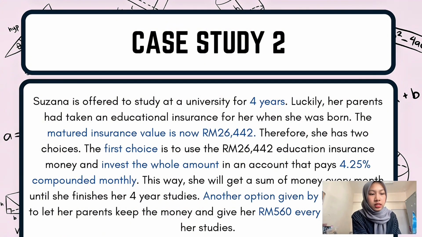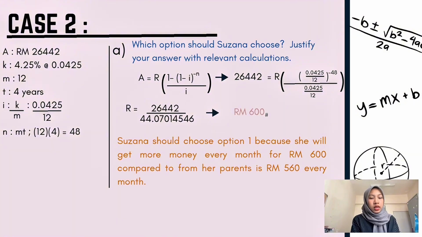The first choice is to use the RM 26,442 education insurance money and invest the whole amount in an account that pays 4.25% compounded monthly. This way, she will get a sum of money every month until she finishes her 4-year studies. Another option given by her parents is to let her parents keep the money and give her RM 560 every month during her studies. So for question A, which option should Susanna choose? Justify your answer with relevant calculation.